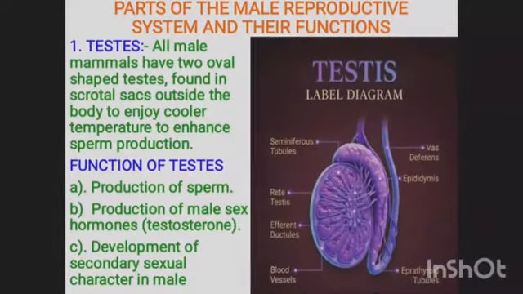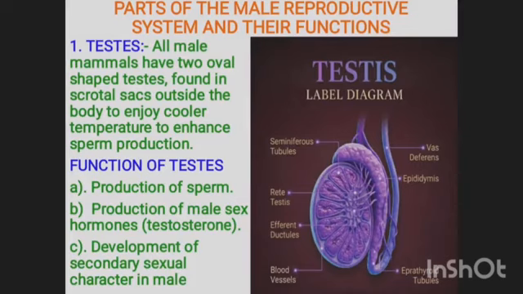So you can see from this diagram, this is the testis. This is the structure of the testis. So they are inside the scrotal sac, outside the body. And the reason why they're outside the body is to enjoy a cooler temperature to enhance sperm production. And the sperm, they are living organisms, which are the sex cells of the male. There's a particular temperature which they need. So the body temperature is not suitable for the production of the sperm. So it requires a cooler temperature.